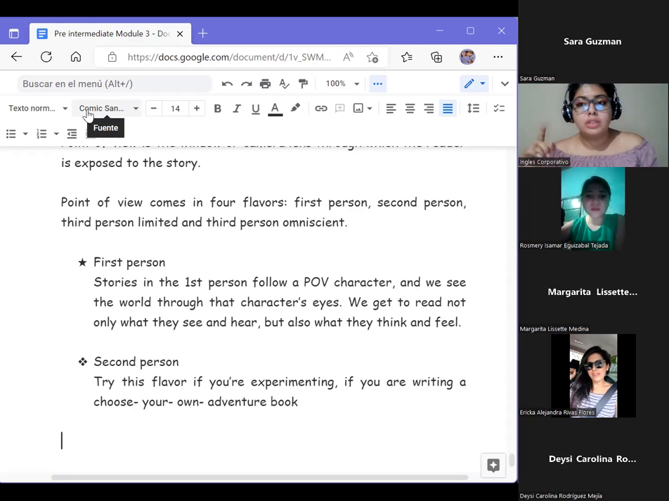Very few stories use this mold. A famous novel is Bright Lights, Big City by Jay McInerney. And if you consider writing fiction in second person point of view, take into account that many readers might be put off by it.